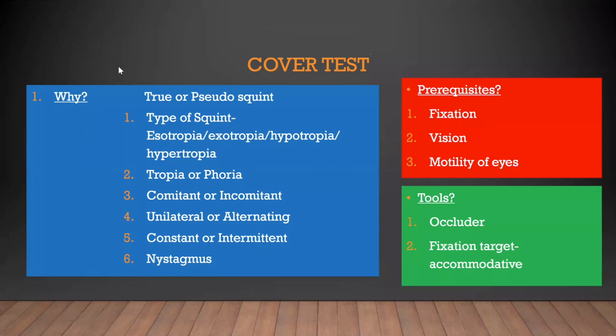What are the tools that you need? Not a torchlight, you want an occluder and an accommodative target for fixation. Accommodative target is the most important. What are the different types of accommodative targets? Anything in OPD you can pick up. We have something called a Lang's fixation cube that we use, which has a stick with different pictures, or a scale with letters or numbers written on it. Or you can use a reading chart, a drop bottle, or your prescription, but make sure you use some target wherein the patient has to read or accommodate in order to do your cover test.